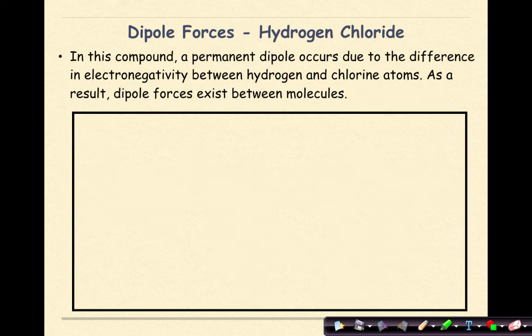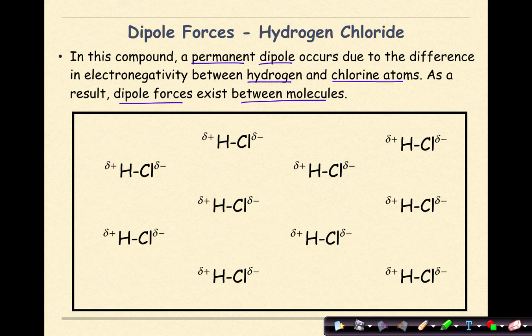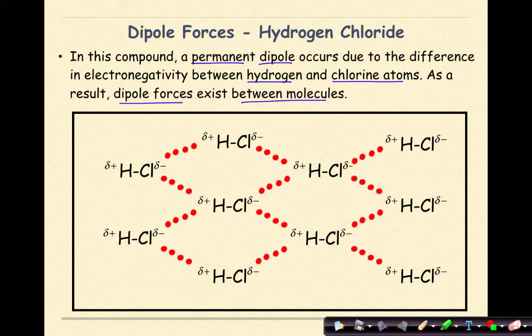Dipole forces in hydrogen chloride. In this compound, a permanent dipole occurs due to the difference in electronegativity between the hydrogen and the chlorine atoms. As a result, dipole forces exist between the molecules. So here we have some hydrogen chloride molecules. Again, the hydrogen is going to be slightly positive, the chlorine is going to be slightly negative. We can add in representations of weak intermolecular forces, these dipole forces, that are holding this hydrogen chloride together. So each of the slightly positive ends is attracted to an end of the hydrogen chloride molecule that is slightly negative.